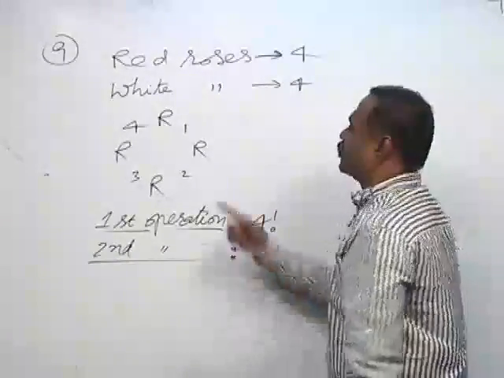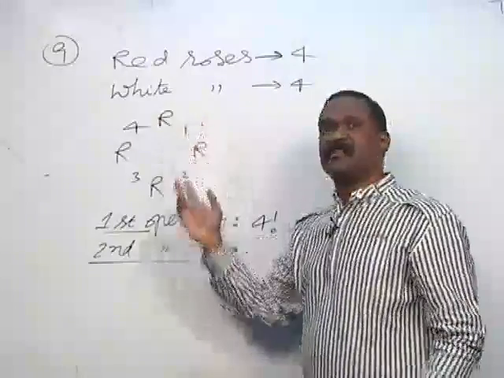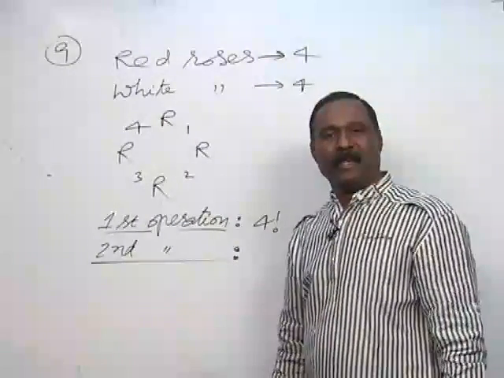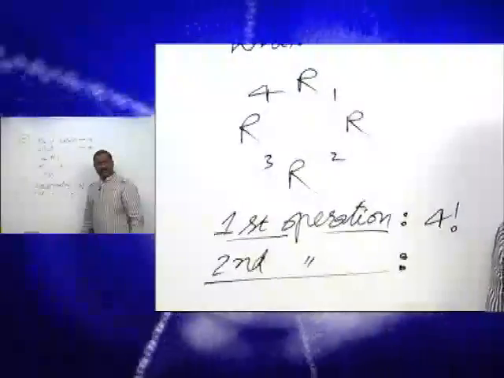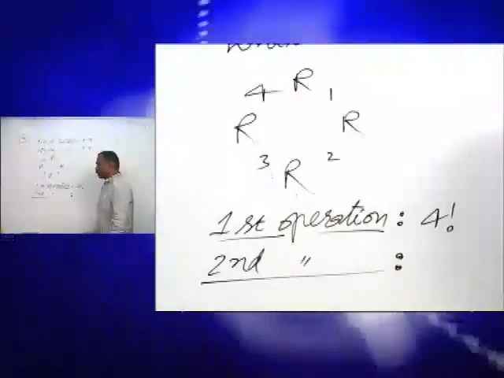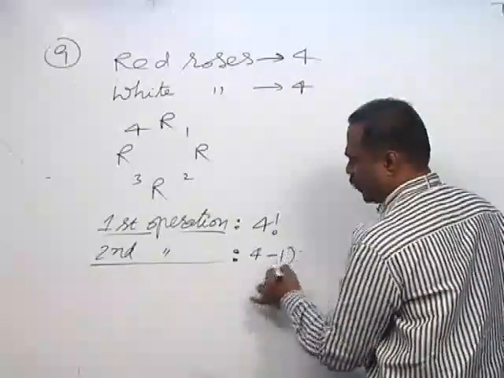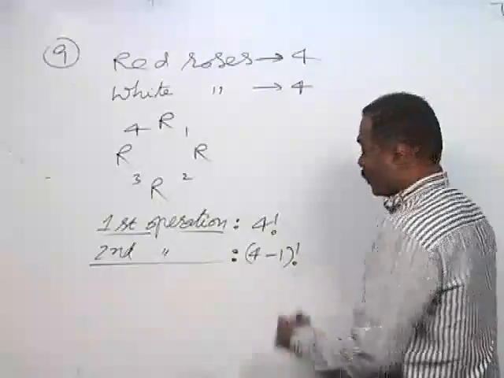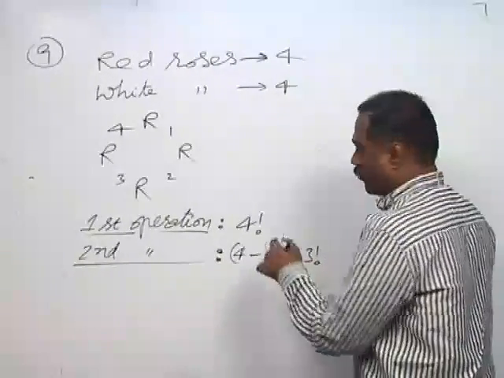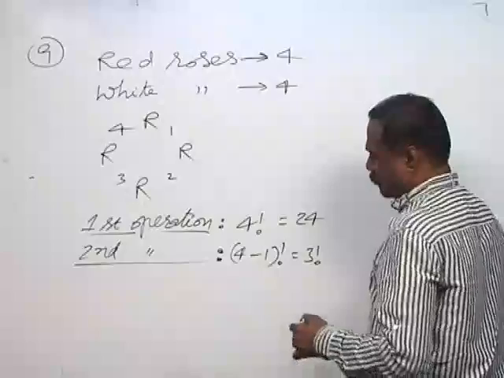What should be the second operation? All the 4 roses are to be arranged now circularly. Circularly means, how can you understand that? Because it's a garland. Garland is always circular permutation. So it is 4 minus 1 factorial. It is nothing but 3 factorial. 4 factorial is nothing but 24.